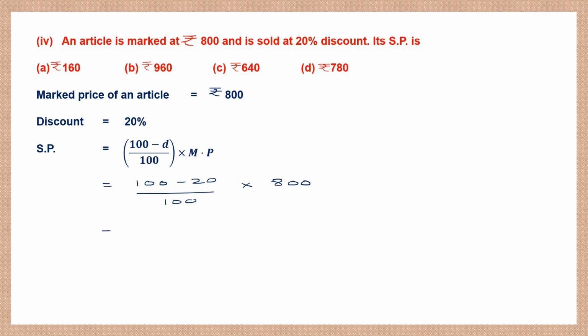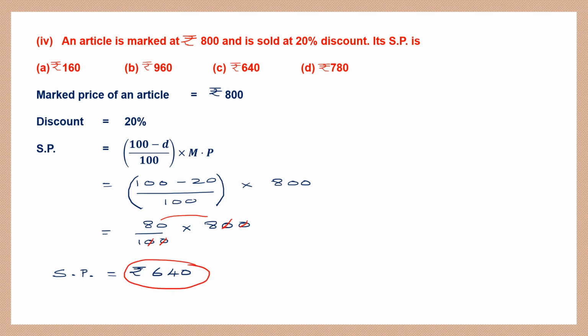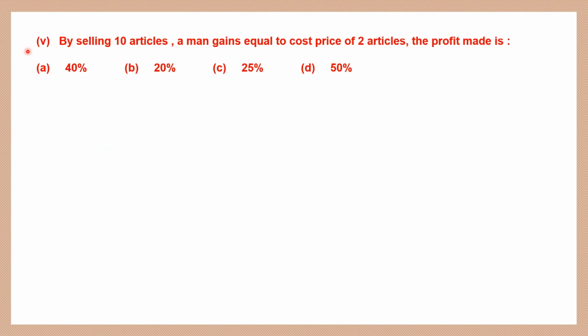So here 100 minus 20 is 80. 80 by 100 into 800. So here we can cancel the two zeros here. Now we just have to multiply 80 into 8. So 8 8s are 64 and the 0. So we have 640. So what have we found? We have found the selling price and that is 640 rupees. And that is which option? Option C, 640.